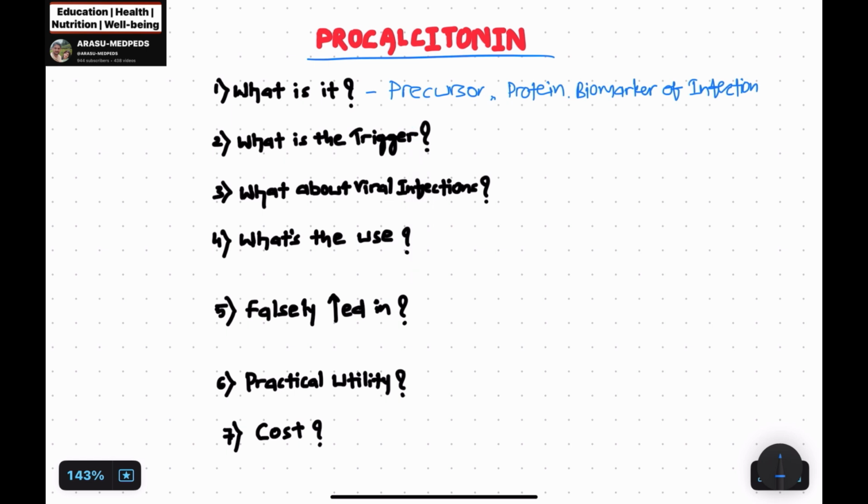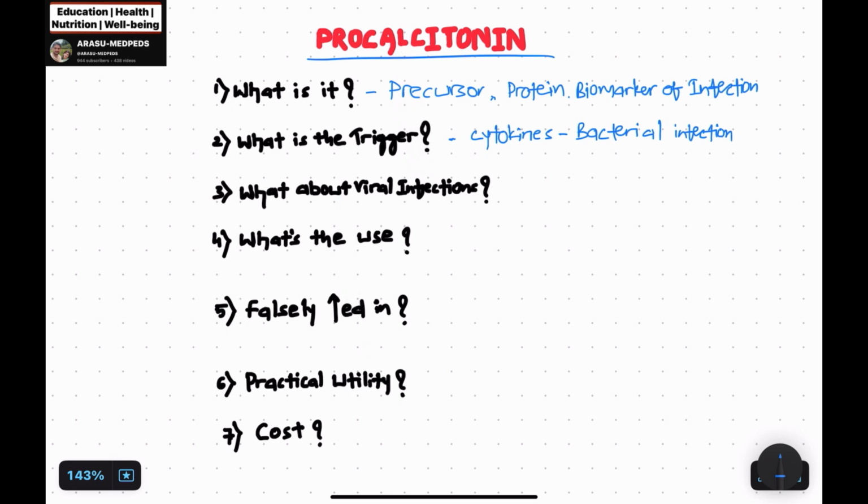So what is the trigger for its release in the body? For this, the answer is mainly cytokines. We know that in sepsis, there will be cytokines release. So these cytokines are responsible for the release of procalcitonin. And what type of cytokines? Especially the ones which are produced during bacterial infections. This is a very important point. So mainly the cytokines which are often released during bacterial infections will lead to the secretion of procalcitonin.